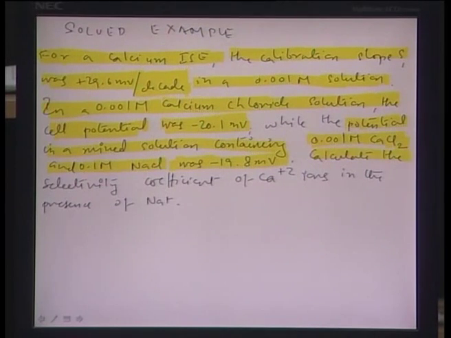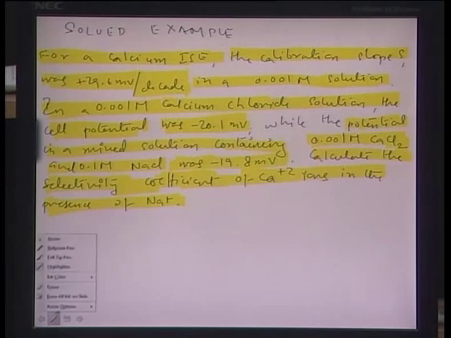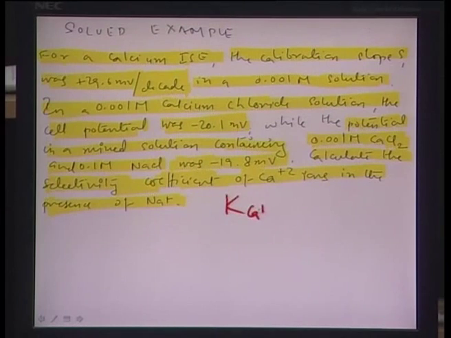So, you have to calculate the selectivity coefficient of the Ca plus 2 ion in the presence of Na plus. In other words, if you look at the ion selective coefficient, you are essentially calculating K Ca plus 2, Na plus. This is the jth ion, the interfering ion, and this is the ith ion. So, how do we calculate it? To begin with, we first have to calculate the activities of the calcium and sodium ions in the pure solution and the mixed solution. So, let us first do the pure solution case.